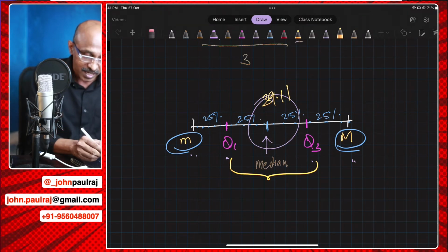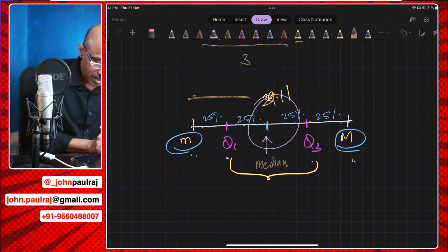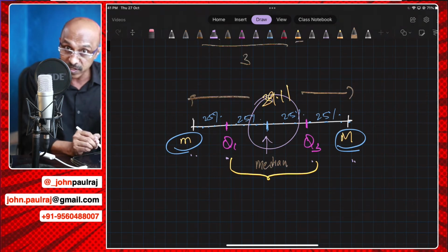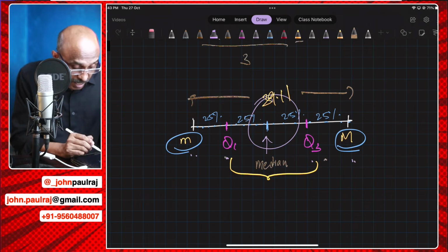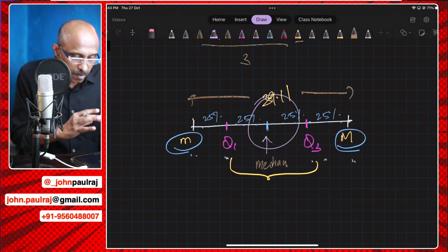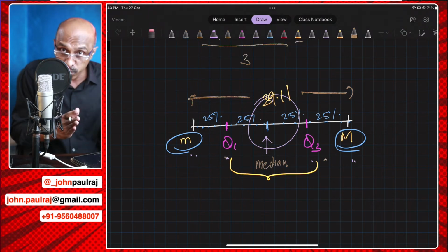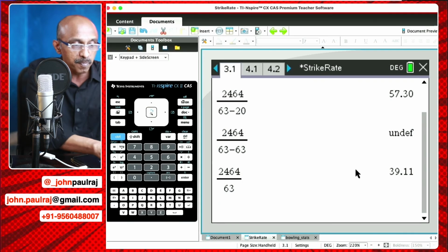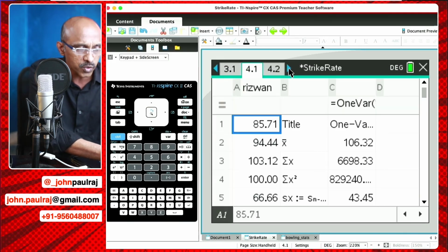If it were arranged, there's got to be a minimum value, the lowest score of Mohammad Rizwan in all of these 63 innings, and the highest score in all of these 63 innings. And we can also calculate the lower quartile, the upper quartile, and the median to give a more complete, a more accurate description for the scores of Mohammad Rizwan. So let me just show you what I've done on my calculator. I'll just jump back to the calculator and go through these different pages.